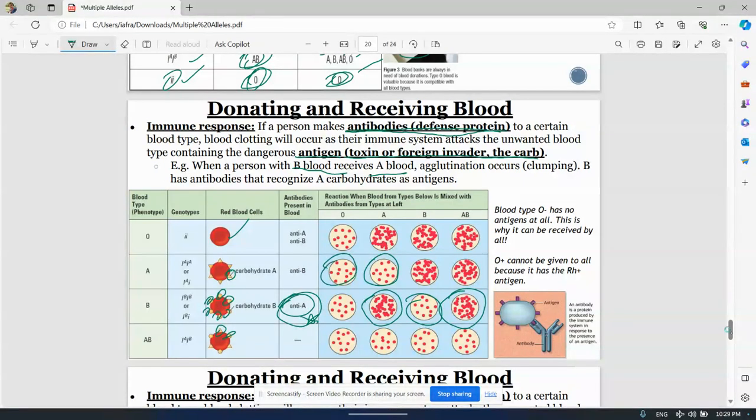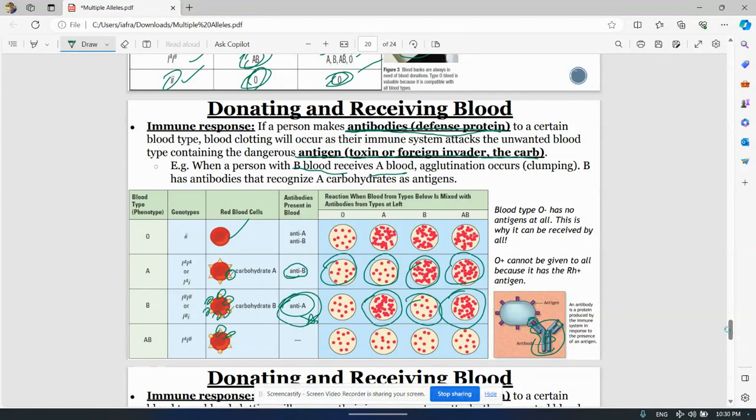O doesn't have anything on it, so O can come in. But as soon as you throw B or AB in there, we make these anti-B antibodies to destroy the B, the circles, because we don't recognize it, right? The B is an antigen in this case. So the antibody you create recognizes the antigen over here, and then basically targets it for destruction. So let's say, for example, this is a type B. This is a B antibody.